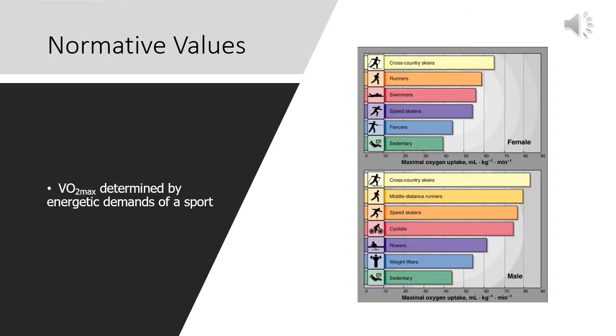Give you a bit of a gauge of VO2 max. We've got a little bit of graph on the right side there. Females are in the top, males are in the bottom. You can see sedentary, very low VO2 max. Weightlifters have a slightly higher VO2 max, rowers higher again, then cyclists, speed skaters, middle distance runners, and cross-country skiers. Then similar in the females, except you can see that the weightlifters have been replaced with the fencers. So it's just to give you a bit of an idea of the aerobic demand of certain exercises and how VO2 max goes up in relation to training stimulus.